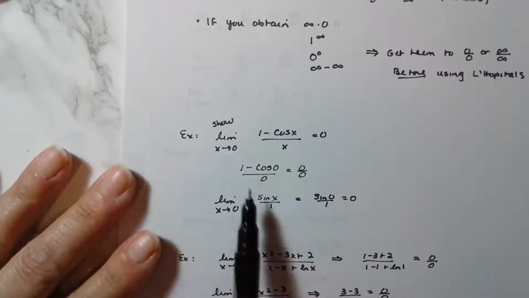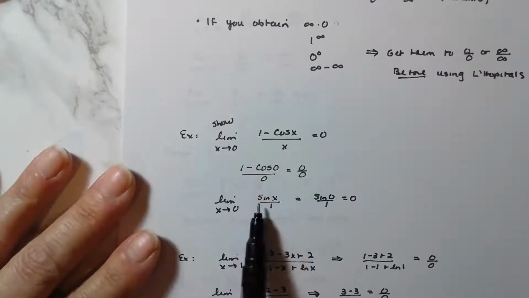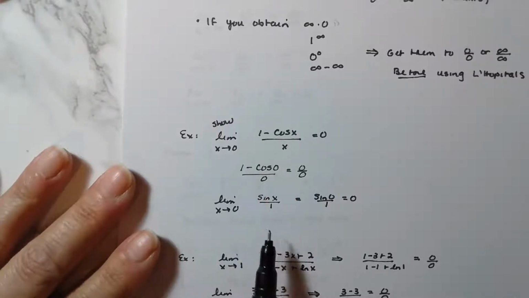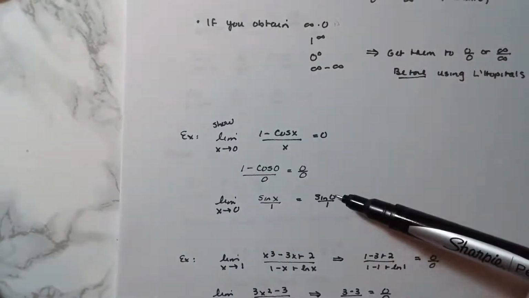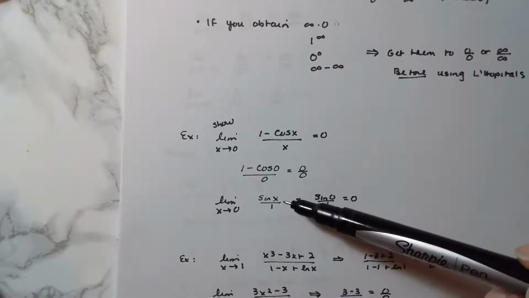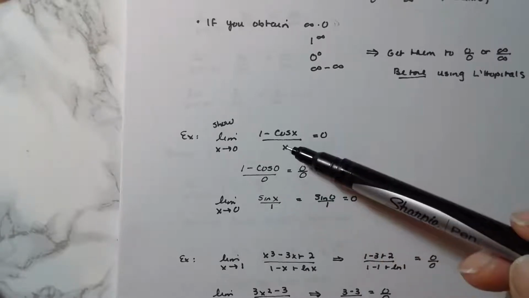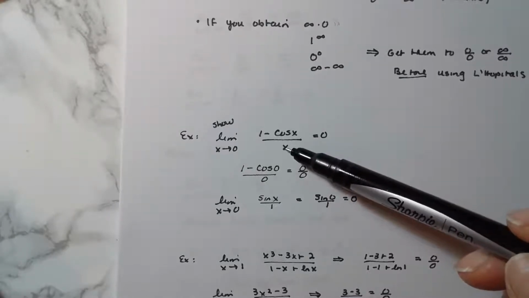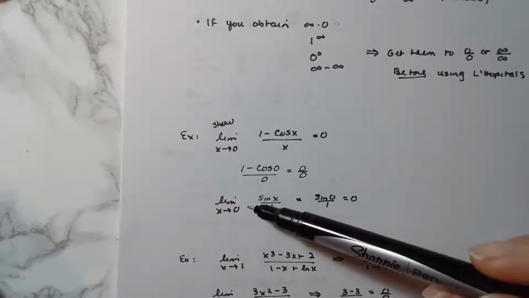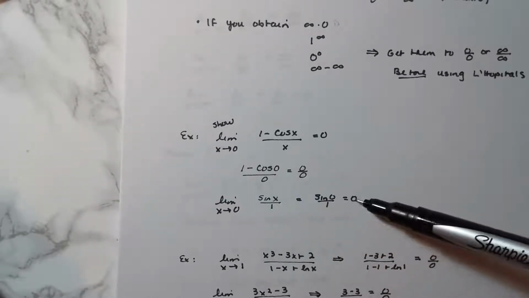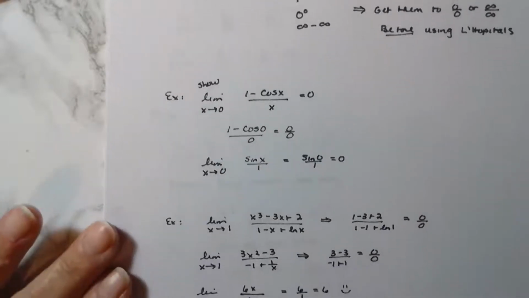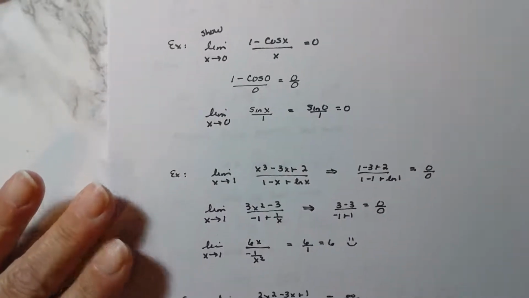So what we do is we take the derivative of the numerator and the derivative of the denominator, and then we try plugging the number in again and see what happens. In this case, we get the sine of 0, which is 0. The derivative of x is 1, so the limit as x approaches 0 of a number is the number itself. So we get 0 over 1, which is 0.